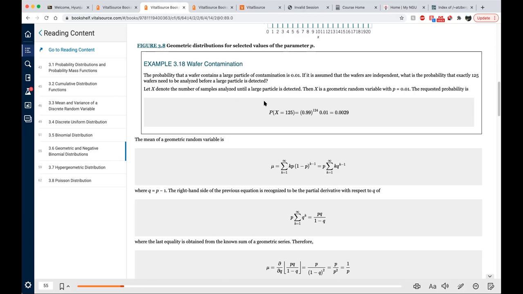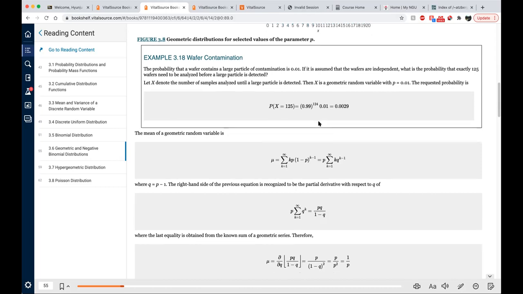But the thing is this. Let me follow the solution of the textbook. Let's say the 125th trial you get a success. It means that the 125th wafer has the large particle contamination. So the probability x equals 125, the probability that you get the first success at the 125th trial, is 0.99 to the 124 times 0.01.